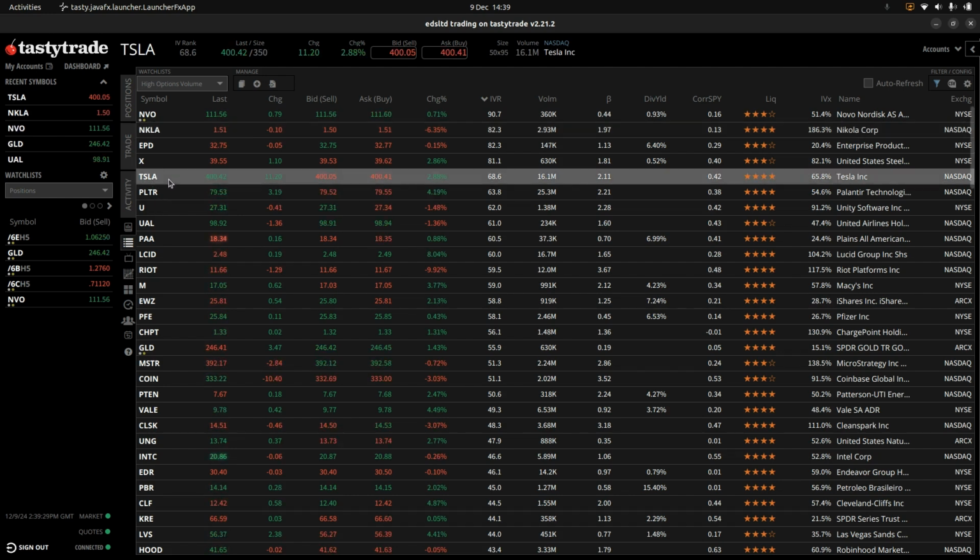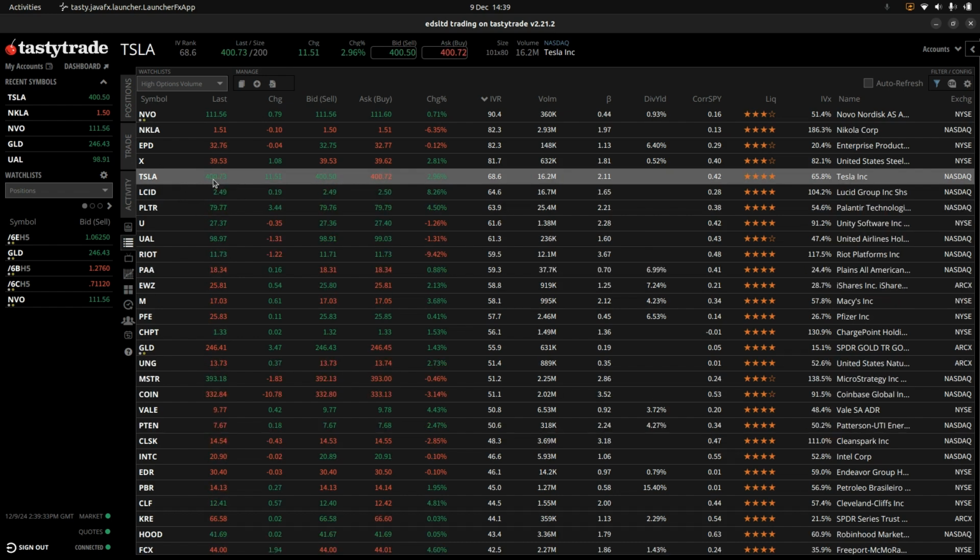So Tesla, it's trading at $400 right now. The market's just open. Market's moving as it normally does in the first half an hour or so. It's got an IV rank of 68.6 and it's got an absolute IV level of 65.8%. So obviously Tesla being what it is, it has a nice and high IV, which is excellent for us.